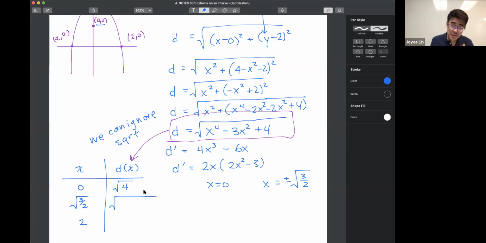The next one, you can use your calculator on here if you don't trust me, but the 4th power of the square root of 3 over 2 is 9 over 4. Plus 3 over 2 squared, should be a minus, times 3 is 9 over 2. Plus 4 is equal to the square root of 7 over 4.